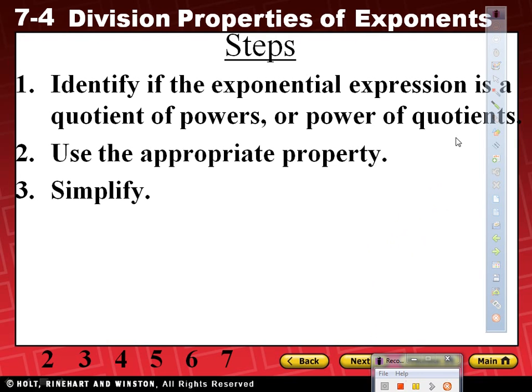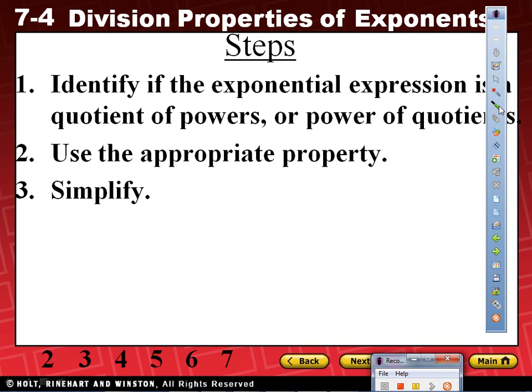And you're going to see that they're very similar to the ones we wrote before for the multiplication property. Step 1, identify the exponential expression as a quotient of powers or a power of quotients. Step 2, use the appropriate property. And step 3, simplify. Three steps.